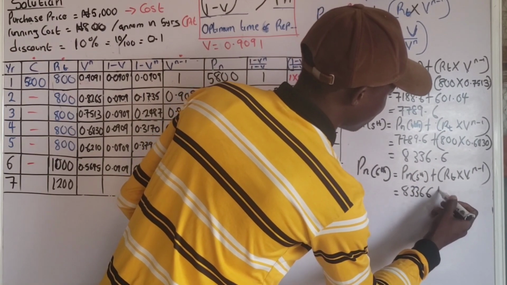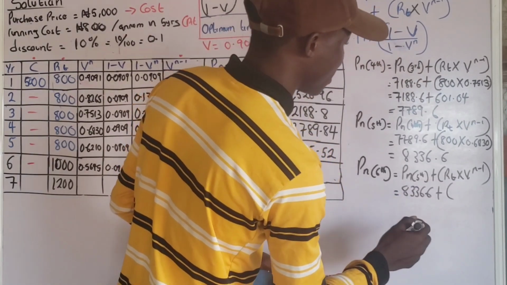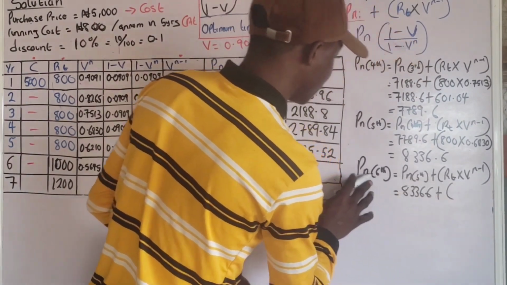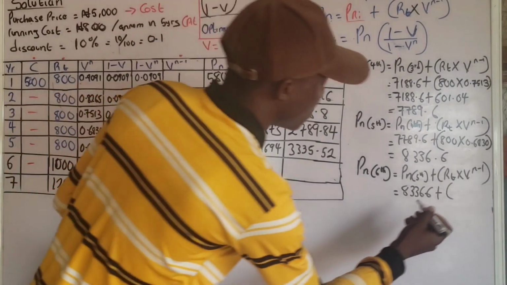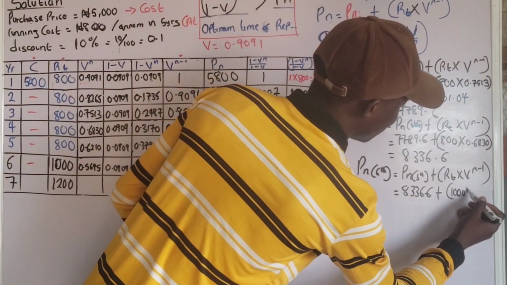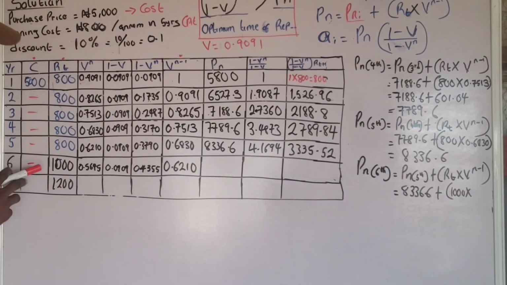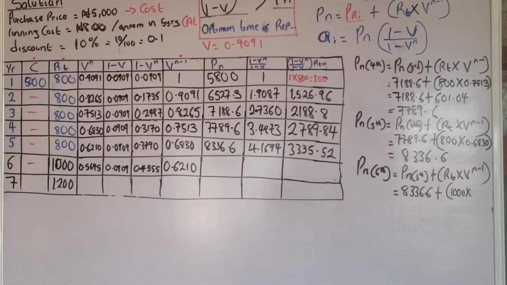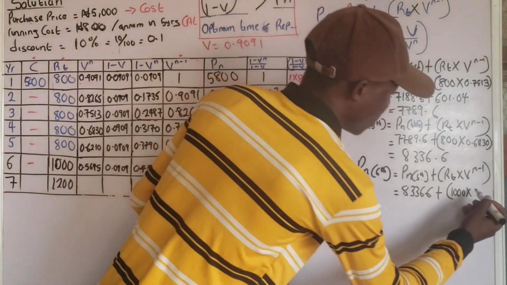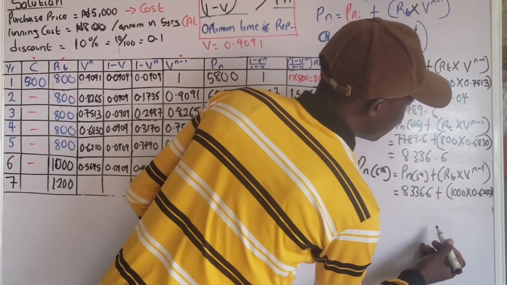8,336.6 plus RT multiplied by V raised to the power of N minus 1. Now, RT of the sixth year, RT of the sixth year is what? Is 1000. You understand? So I'm going to have 1000 multiplied by V raised to the power of N minus 1. V raised to the power of N minus 1 for the sixth year is 0.6210.